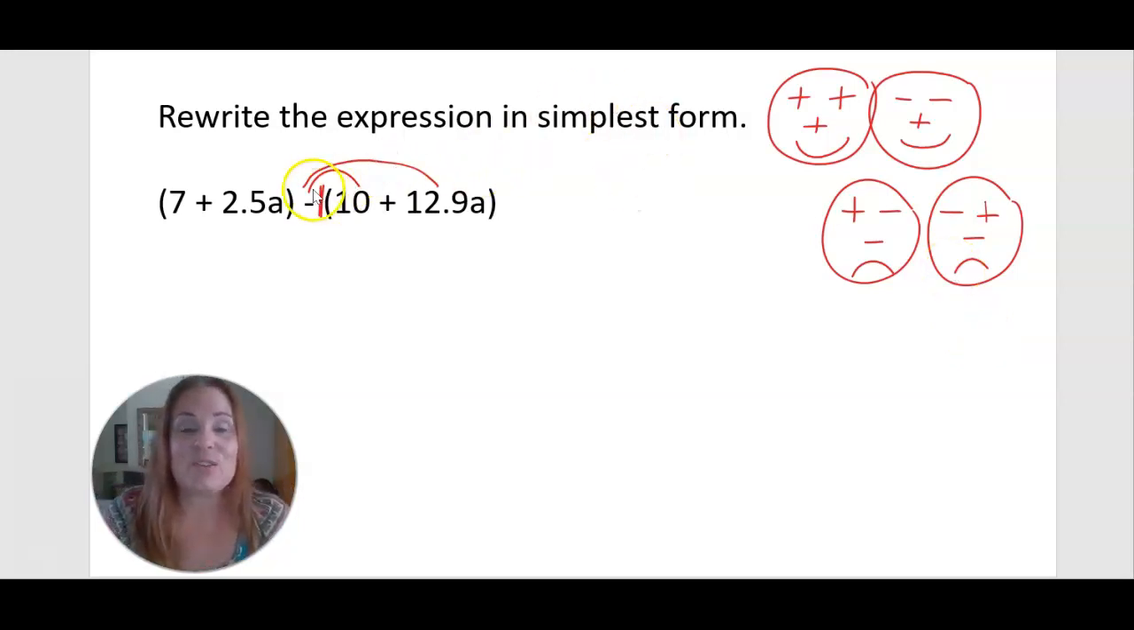Okay, so let's do some multiplying. But before I distribute that, I'm just going to rewrite the first part. So I'm going to have 7 plus 2.5a, and now I'm going to distribute.